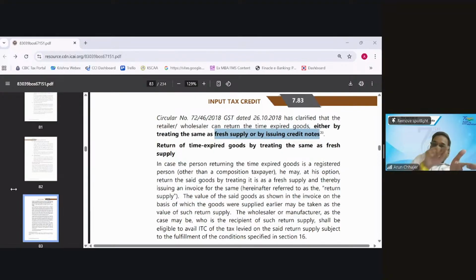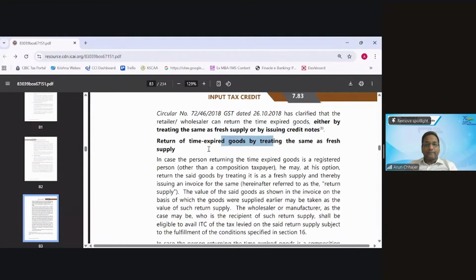Now, the circular has created one more line that you can treat the same as a fresh supply. Is there a time limit for issuing an invoice? Sorry, I'm asking the question: is there any time limit for sale, that you have purchased the goods in this year, it has to be sold by next year only? No, no time limit. So, in the month of December, you can treat the same as fresh supply. So there is somehow an exception from 34.2. So I can say some sort of adjustment. Yes, you can treat the same as a fresh supply.